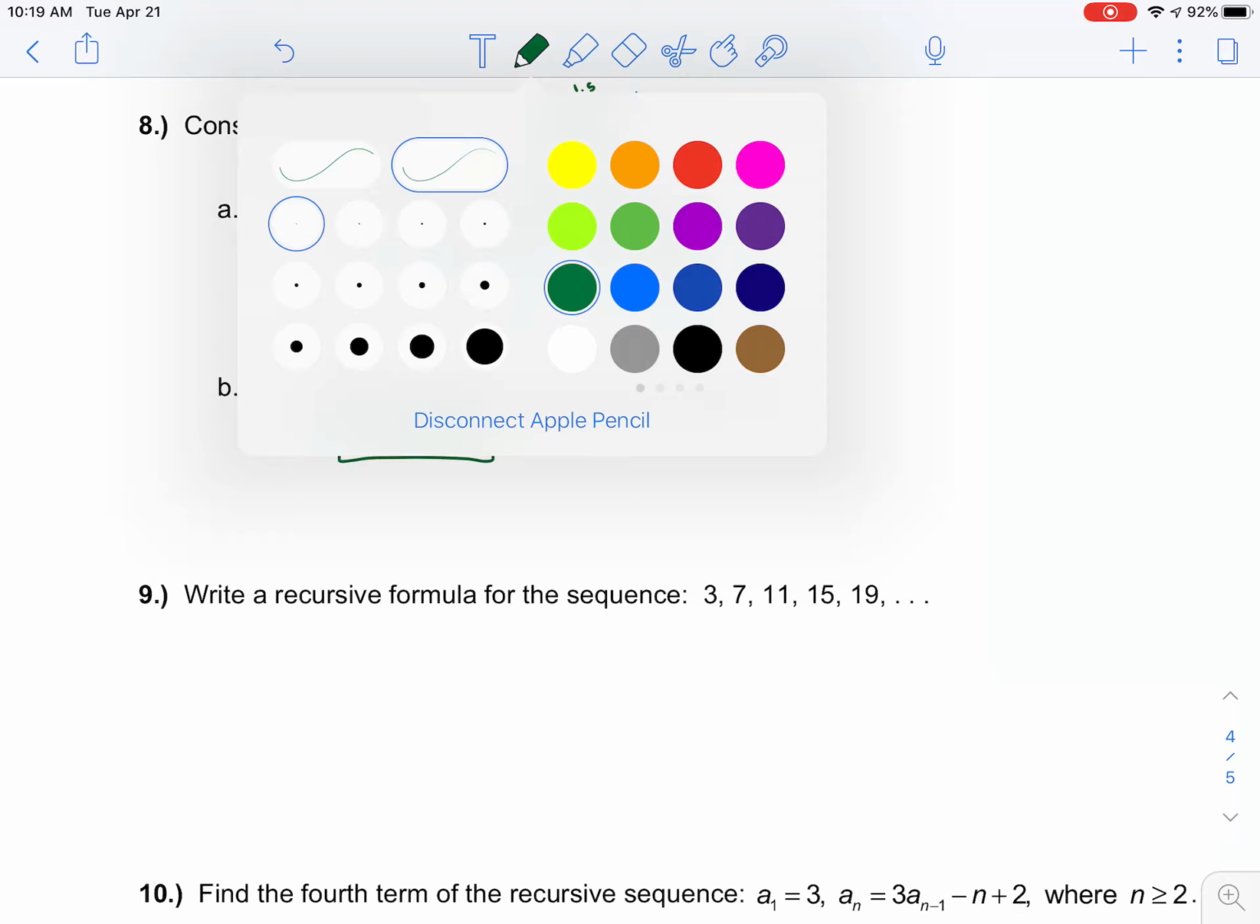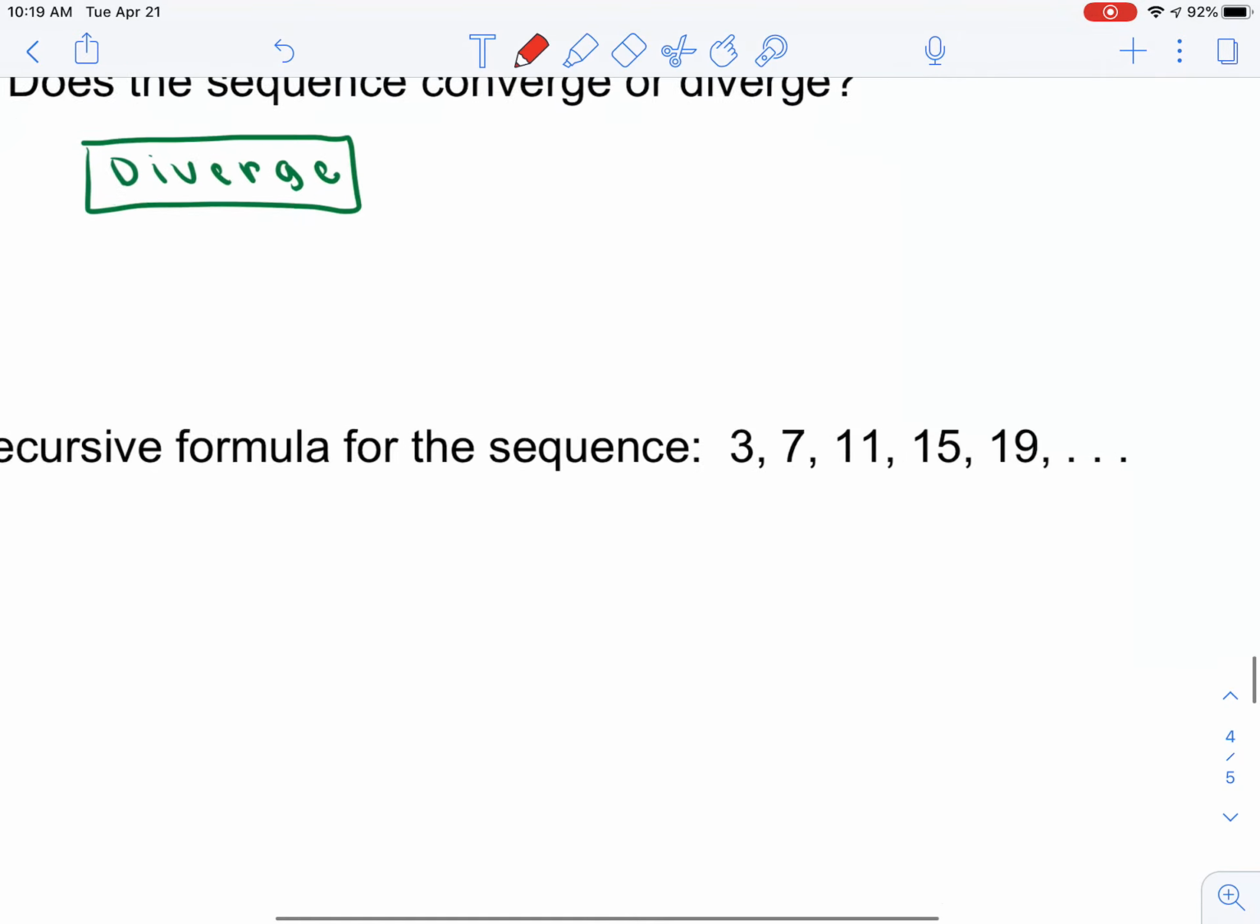Question 9, never-ending note sheet. Hopefully we're almost there. The end is in sight.